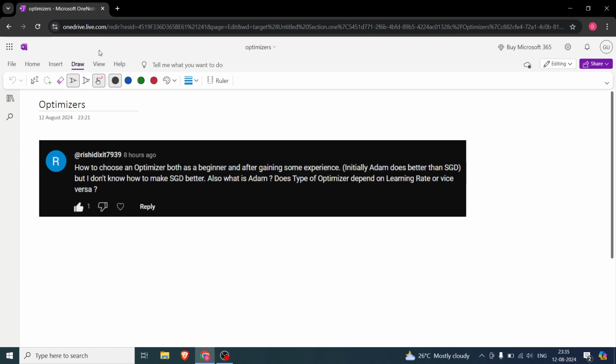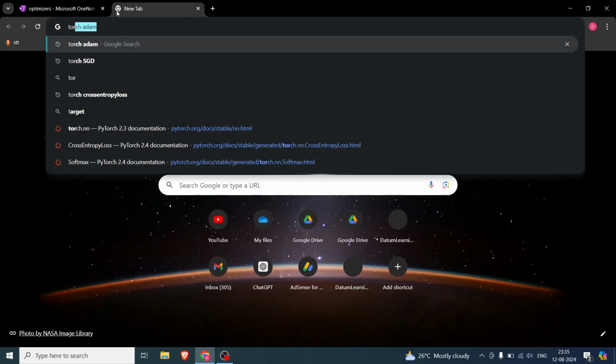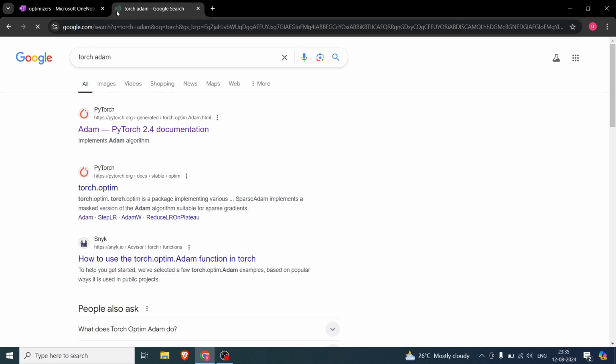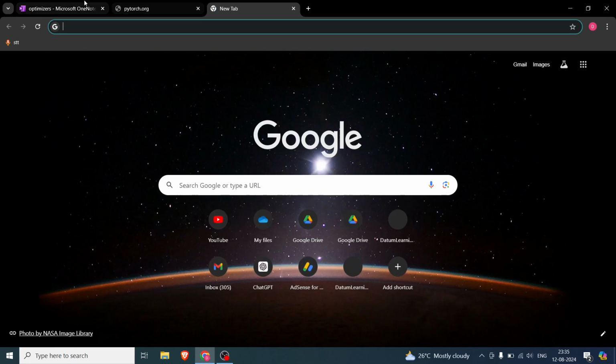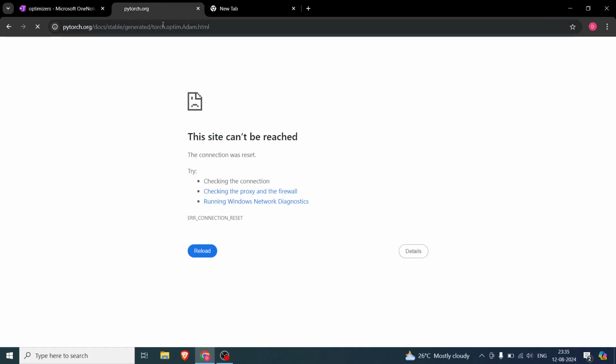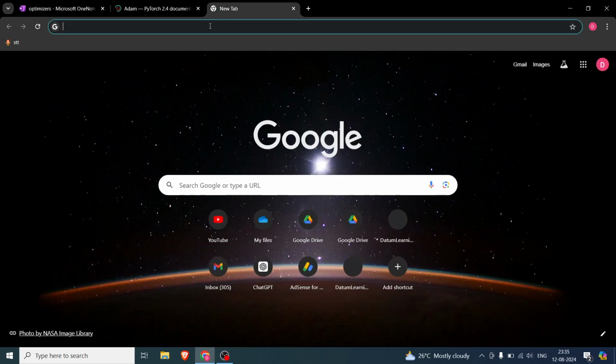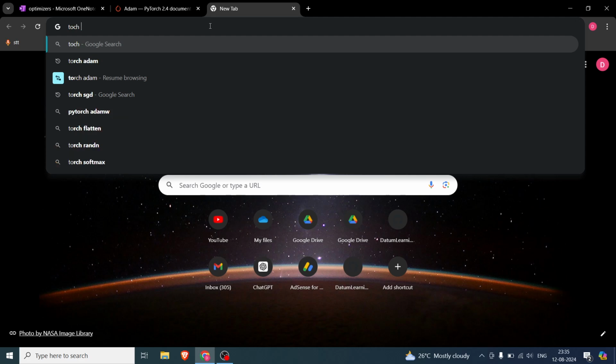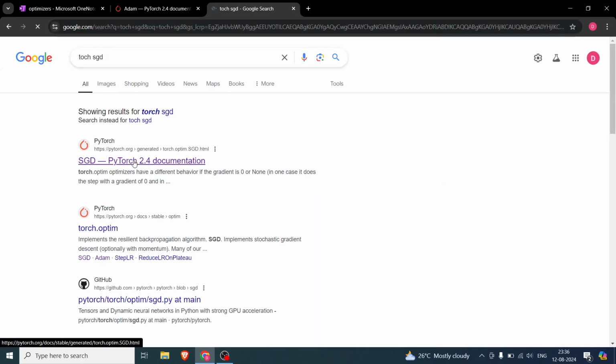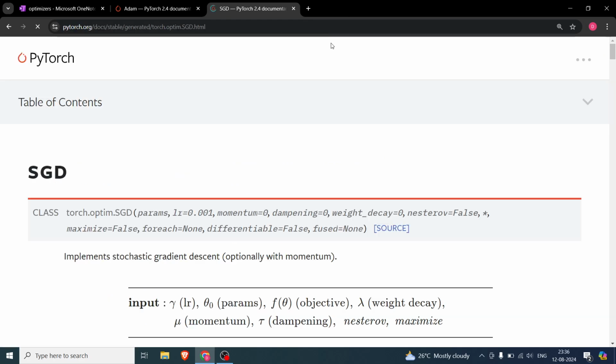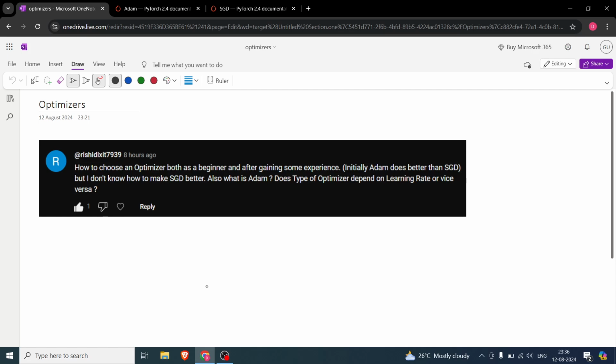So while I explain how to choose an optimizer both as a beginner and after gaining experience, I can tell you how to choose an optimizer, but you might be surprised by the answer. The way you choose an optimizer is actually you never choose an optimizer. You try every possible permutation and combination. However, that does not mean that you don't learn the theory. No, you know the theory behind all of that.